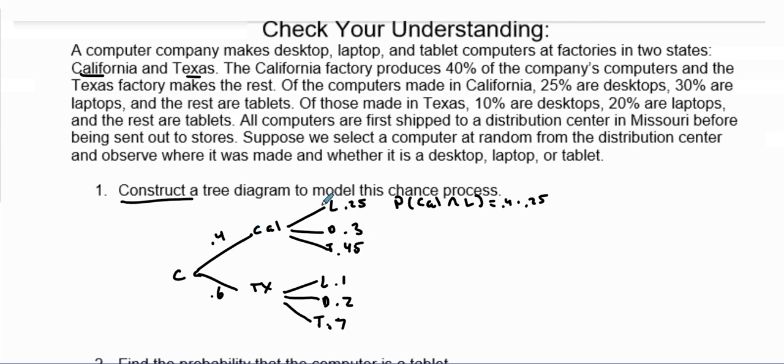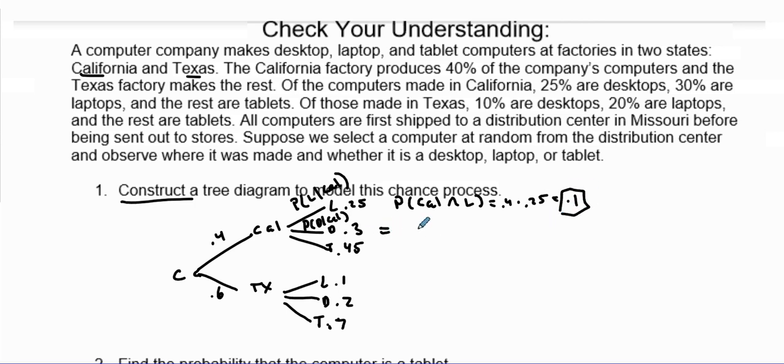Because this right here is the probability of a computer being a laptop, given that it was made in California. This is the probability of being a desktop computer, given it was made in California, and so on and so forth. To figure out this probability, we take the probability of a computer being made in California times the conditional probability. That gives us our combination, which is 0.4 times 0.25.